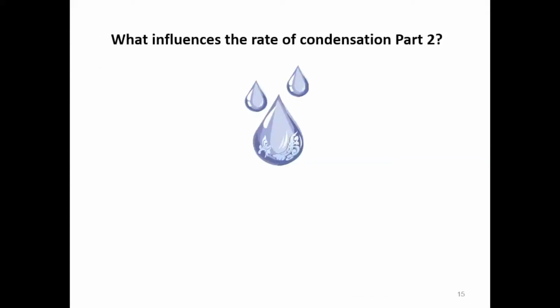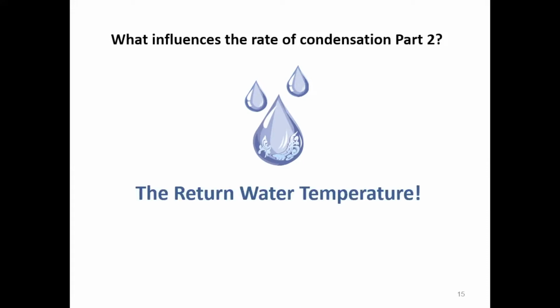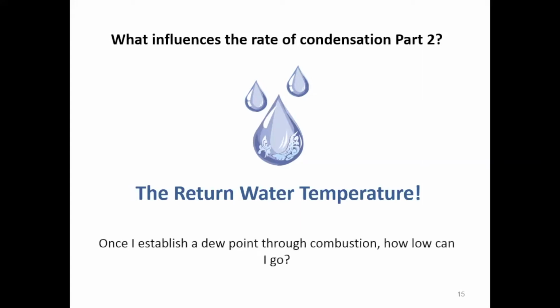So it becomes a discussion of what influences the rate of condensation. I say part 2 because part 1 is combustion. Now we look at part 2, and what we're really going to discuss today is mainly a discussion about return water temperature. How do I get the return water temperature going back to the boiler as low as possible? And from a condensing boiler standpoint, that's really the focus. The supply water temperature is really secondary. It's really the return water that we have to focus on. Okay. And as I said, the discussion becomes how low can I go with that return water temperature?